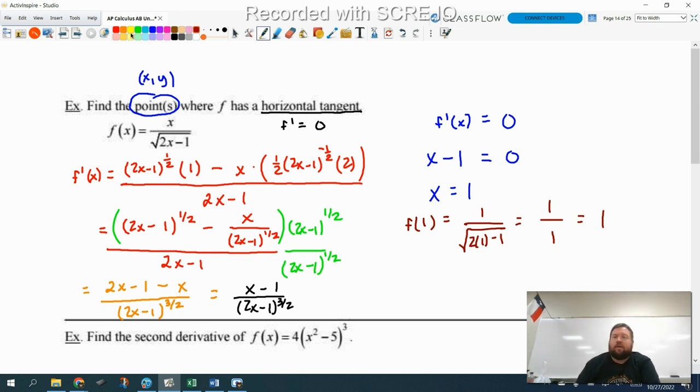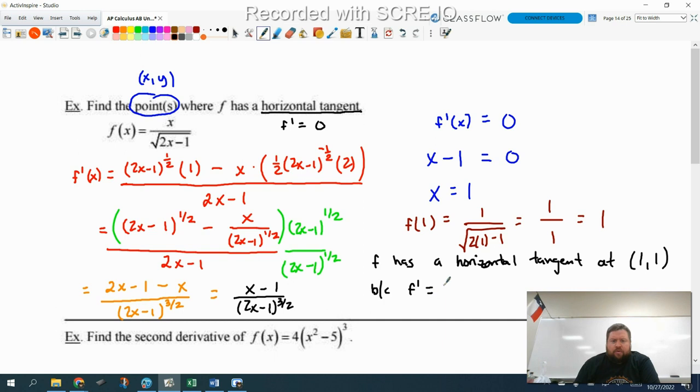Find the points where f has a horizontal tangent. So let's write this out as a sentence. F has a horizontal tangent at 1, 1. And we know that because f prime is equal to 0 at that point.